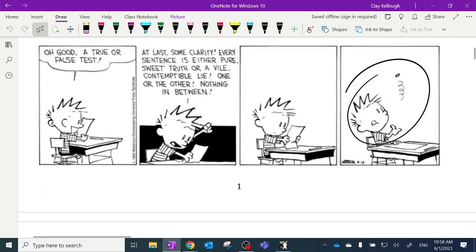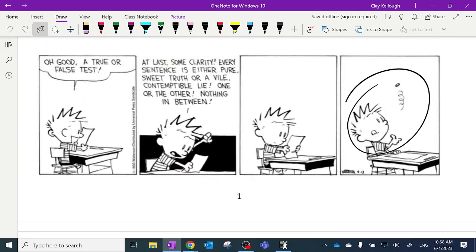I wonder what it must be like if your parents ask you, hey, what did you do in class? It's like, I don't know. We've been talking about this Calvin cartoon for a week. I don't know what's going on.